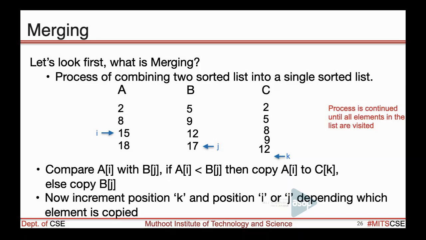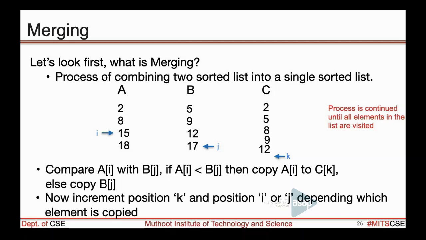Clear? So what happens if one list is completely finished? For example, my A list has been completely finished, but B has some more elements. Should I do any more comparisons? No. Why? Because B is already sorted and A is already completed. So I can just copy the remaining items in B to C. Clear? So this is the process of merging.